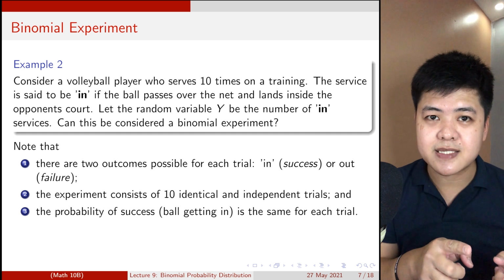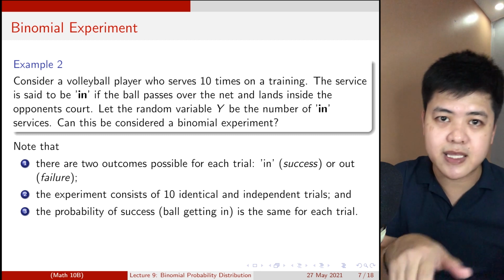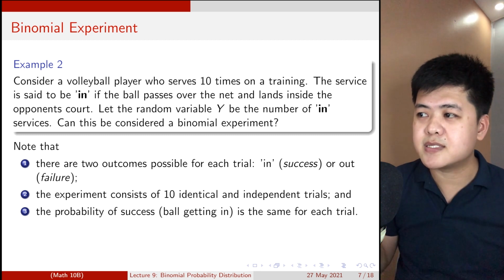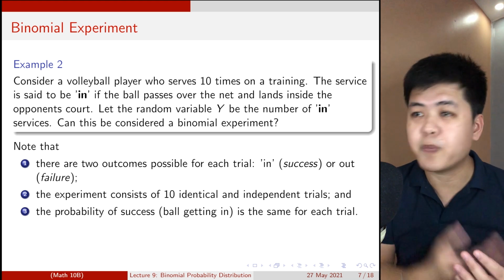So, that's our success. Getting in, getting over the net, getting inside the court. And then, everything else is a failure. And in this case, we have 2 possible outcomes lang.